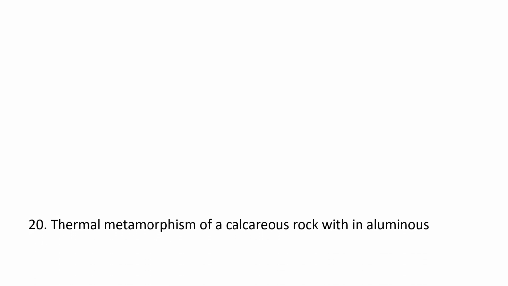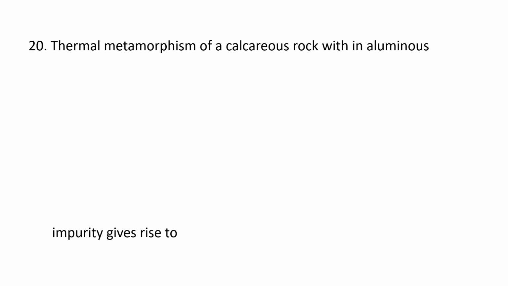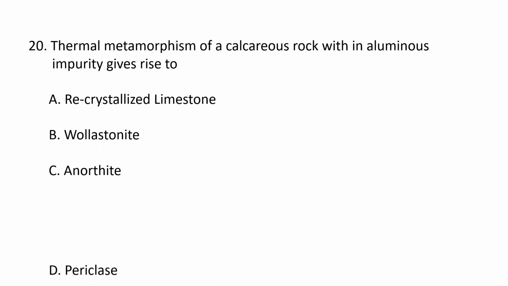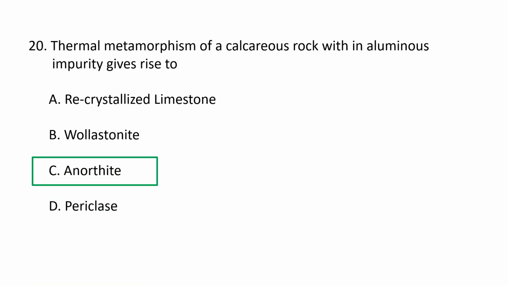Next question. Thermal metamorphism of calcareous rock with aluminous impurity gives rise to A. recrystallized limestone, B. wollastonite, C. anorthite, and D. periclase. So thermal metamorphism of a calcareous rock with an aluminous impurity gives rise to anorthite, that is calcium aluminum silicate.